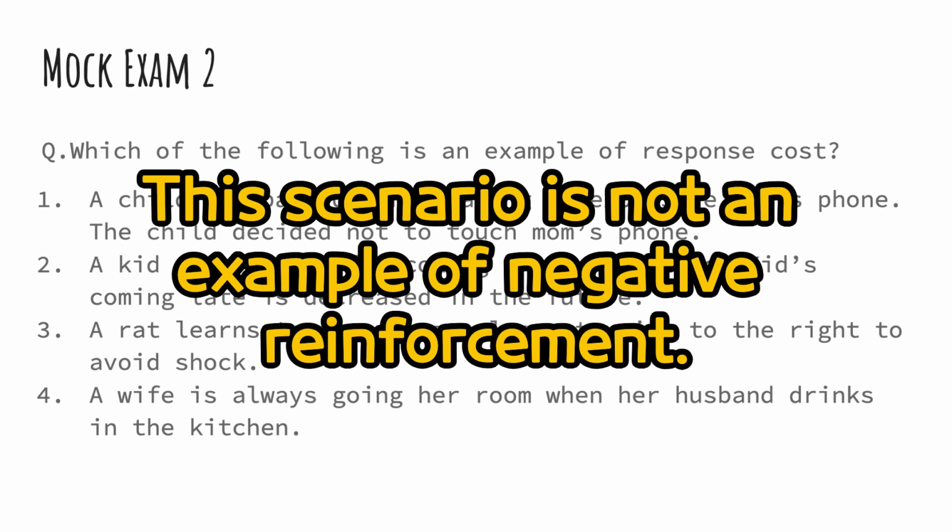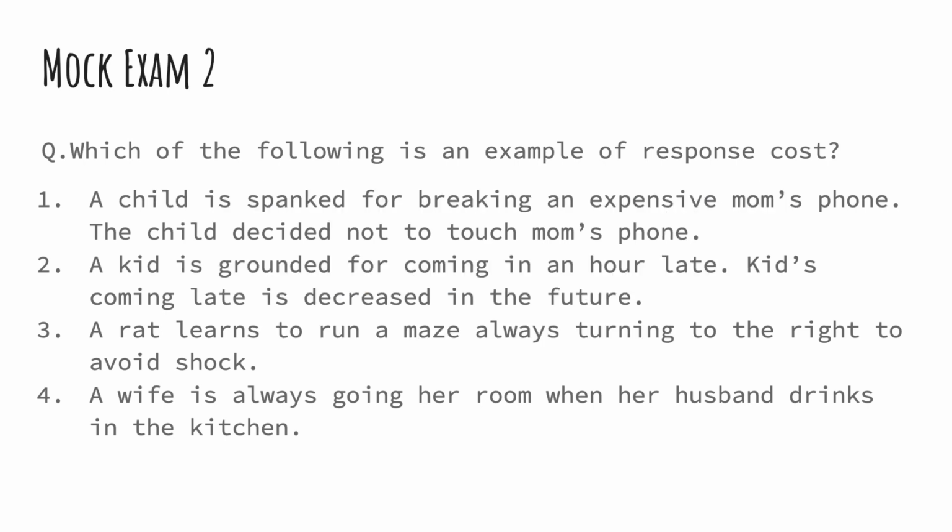4. A wife is always going to her room when her husband drinks in the kitchen. This scenario is not an example of negative reinforcement. The behavior of going to her room is not strengthened by the removal or avoidance of an aversive stimulus. Instead, it seems like the wife's behavior is a coping mechanism or a way to distance herself from her husband's drinking behavior. Therefore, it doesn't fit the definition of negative reinforcement.